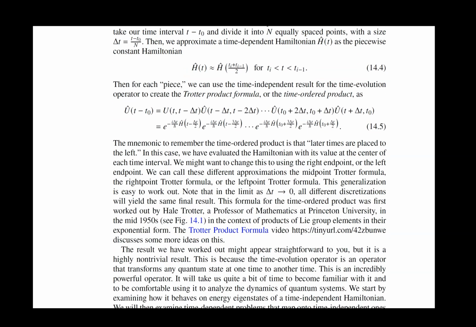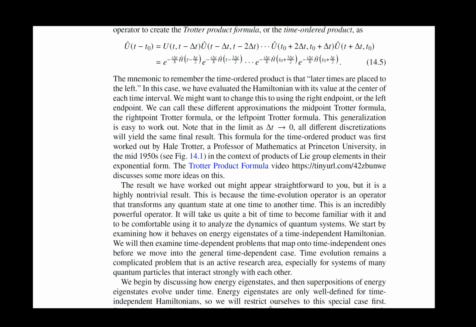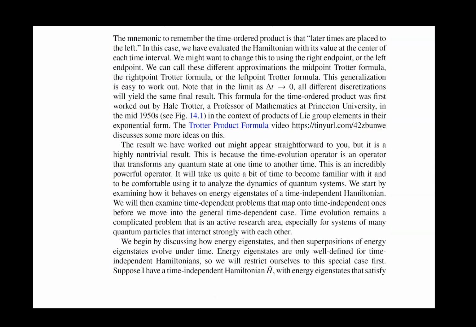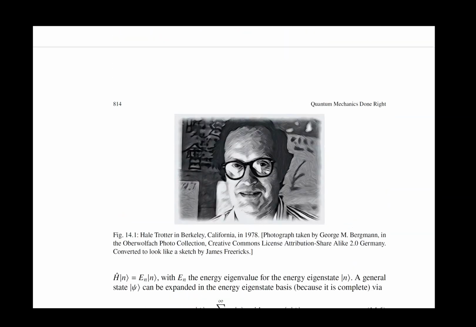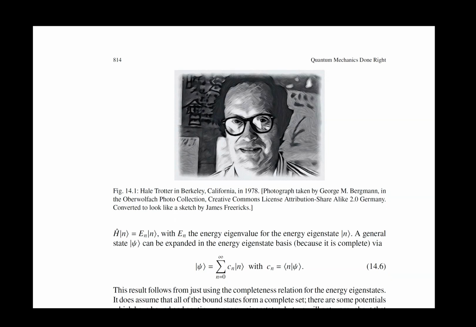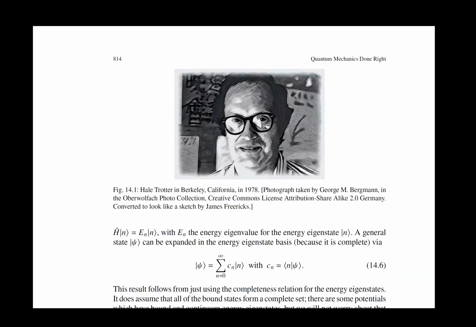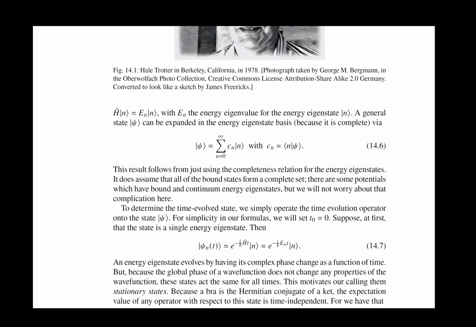Then if we have something that's a time-dependent Hamiltonian, we just approximate it by a time-independent Hamiltonian for a small time step delta t, and then we just build up our time evolution operator by taking the results for each of those different delta t's and multiplying them together. And that's what's called a time-ordered product. And here's Hale Trotter. He's the person who first worked out the important identities that we're using that are involved in the Trotter product formula.